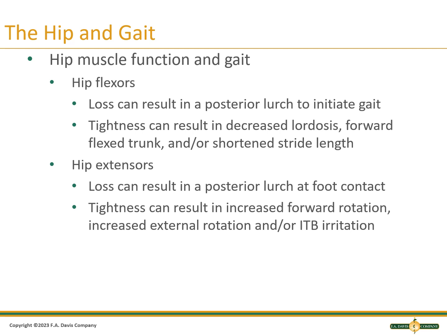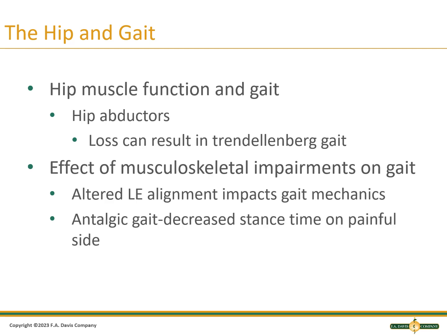If we see hip extensor involvement, loss of strength in the hip extensors can result in a posterior lurch at foot contact, again trying to utilize the body's momentum to maintain stability at the joint instead of using the muscle activation. If we have tightness of the hip extensors, we can see increased forward rotation and increased external rotation or an IT band irritation. Loss of strength of our hip abductors can result in a Trendelenburg gait.